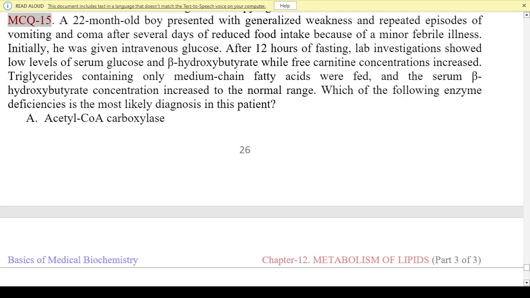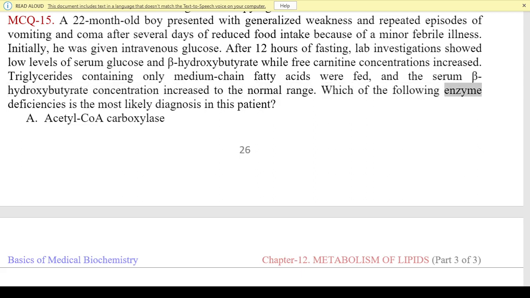MCQ 15. A 22-month-old boy presented with generalized weakness and repeated episodes of vomiting and coma after several days of reduced food intake because of a minor febrile illness. Initially, he was given intravenous glucose. After 12 hours of fasting, lab investigations showed low levels of serum glucose and beta-hydroxybutyrate while free carnitine concentrations increased. Triglycerides containing only medium-chain fatty acids were fed, and the serum beta-hydroxybutyrate concentration increased to the normal range.